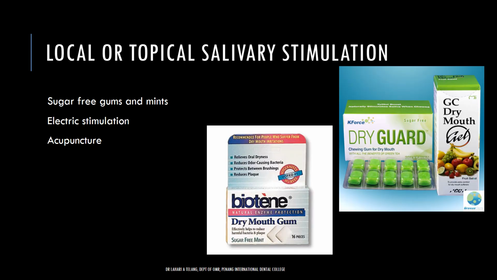Local or topical salivary stimulants can be used in cases where there is residual salivary function left. These help to stimulate salivary flow, and the examples would be sugar free gums and mints, electric stimulation of the salivary gland, and acupuncture of the salivary gland.